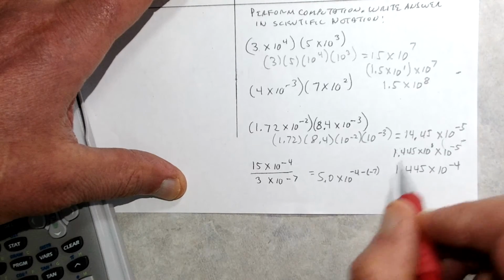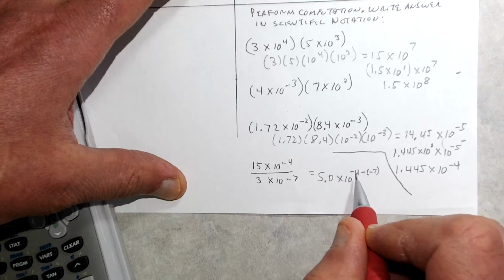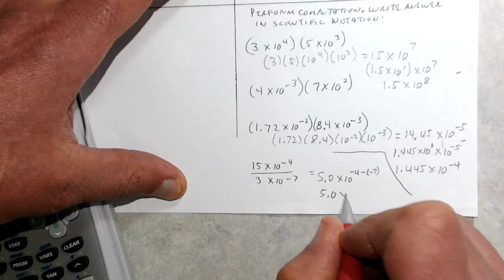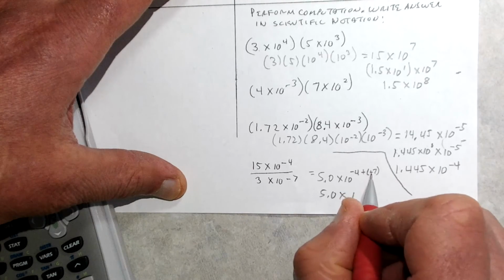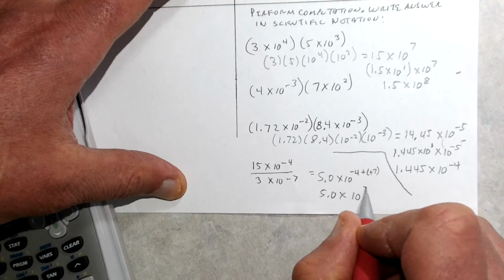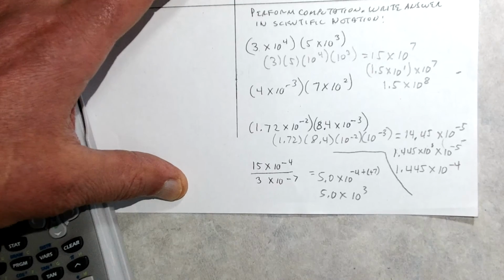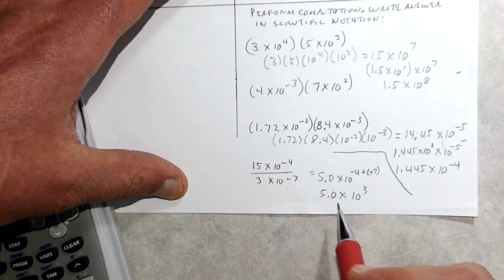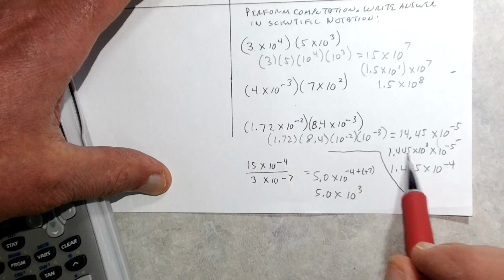And that is going to be, I just want to make sure I don't run into this other problem here. That is going to be negative 4 plus 7, or 10 to the third. So my final answer would be 5 times 10 to the third. And I'm good, because that number is in scientific notation. And once again, if I did division and I got some number either less than 1 or greater than 10, I'd have to make an adjustment, just like I took 14.45 and turned it into scientific notation here.